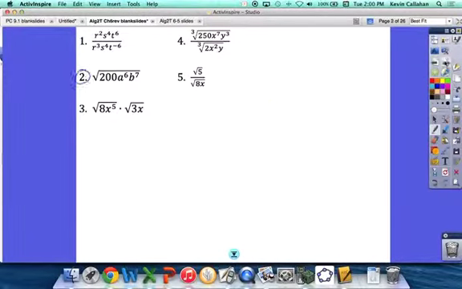Right. Next. Simplify a radical. Okay, so we have a radical. Inside we've got a constant, and we've got variables raised to different powers. Is 200 a perfect square? No. But does it have any factors that are perfect squares? 100, right? So you should split this up as 100 times 2.